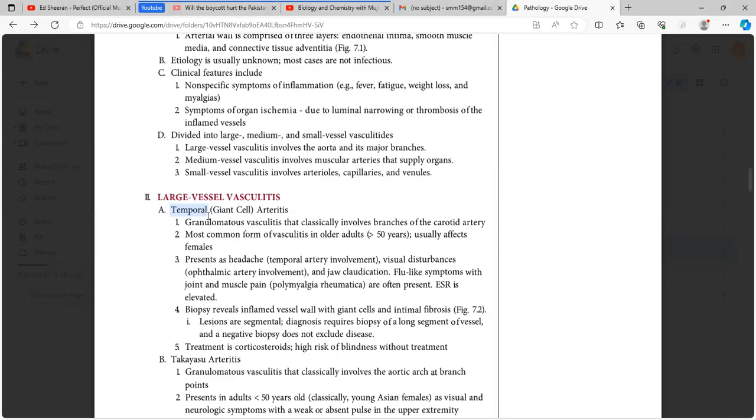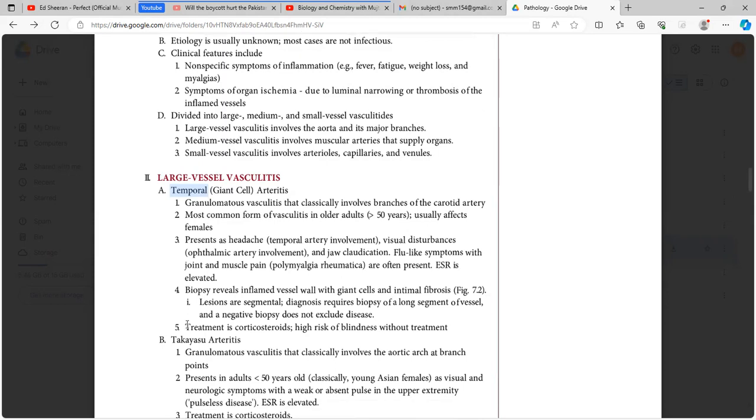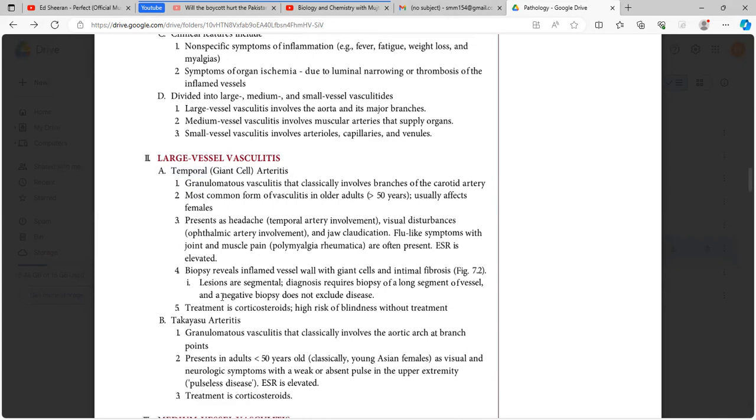Now, in order to confirm our diagnosis, whenever we take a biopsy, we need to take the biopsy of the complete segment, because any particular segment may not contain the sample.